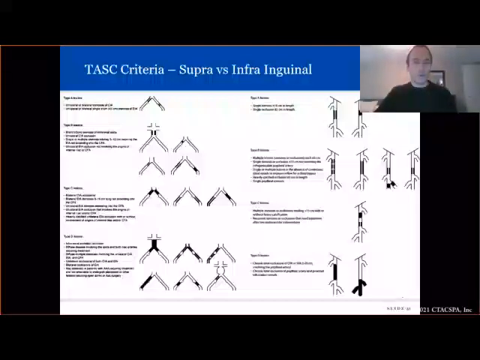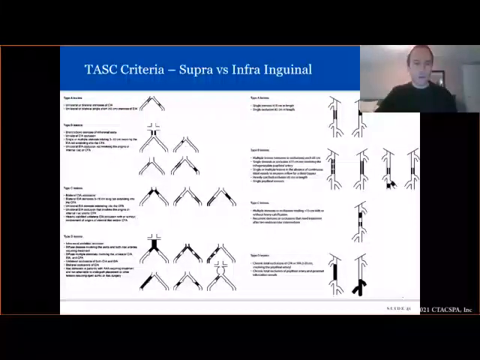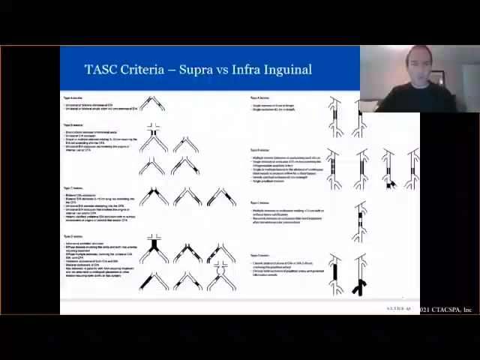There's no real consensus there. But for straightforward lesions with 1 or 2 occlusions, sure, endovascular would be fine. With multiple occlusions and multiple vessels, most likely you're going to need open surgery. It's pretty self-explanatory.